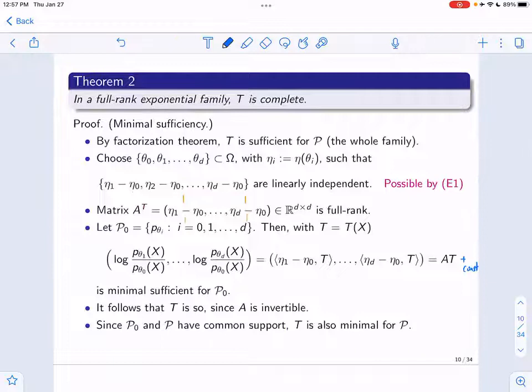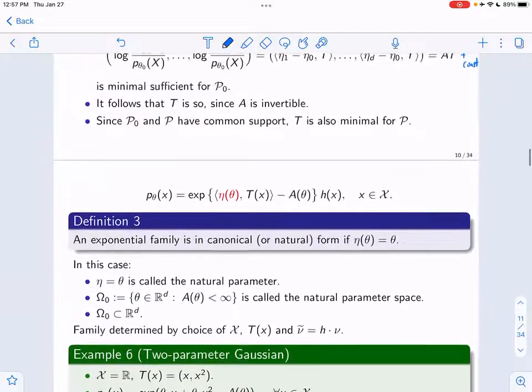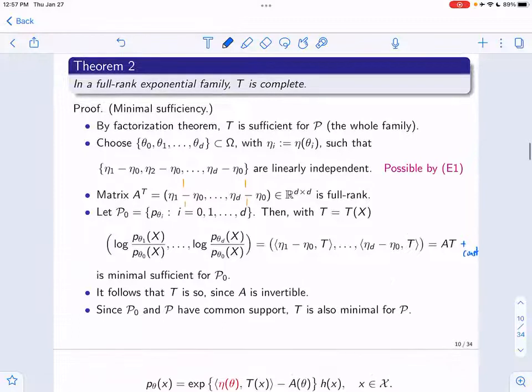Questions? Comments? Okay, so this is the first major result about exponential families. We're going to see a couple more of these. This simplifies a lot. Okay, so we have a question.